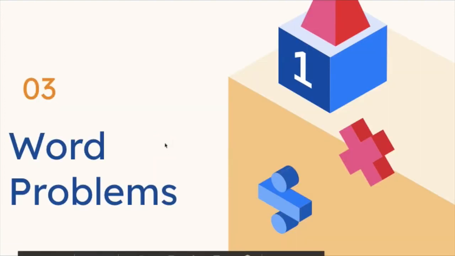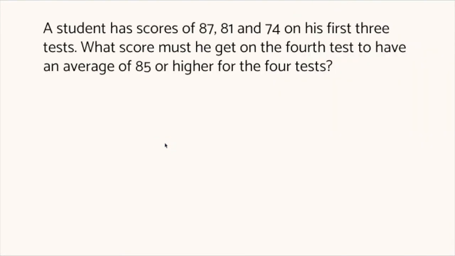All right, now let's do a word problem that uses this concept of compound inequalities. A student has scores of 87, 81, and 74 on his first 3 tests. What score must he get on the 4th test to have an average of 85 or higher for the 4 tests?